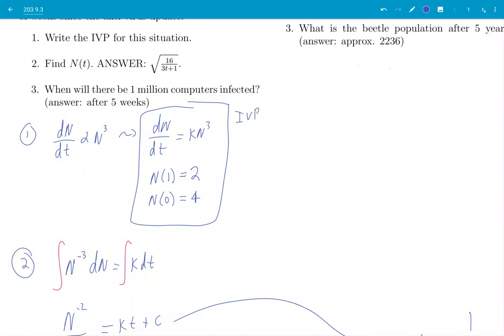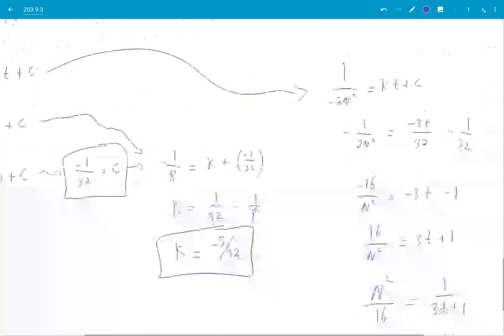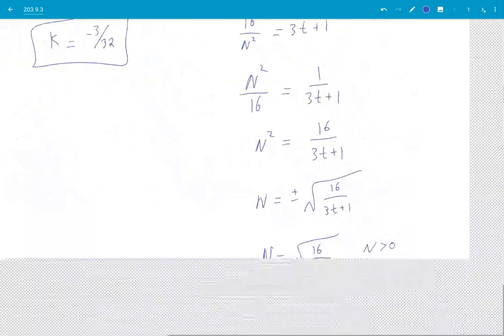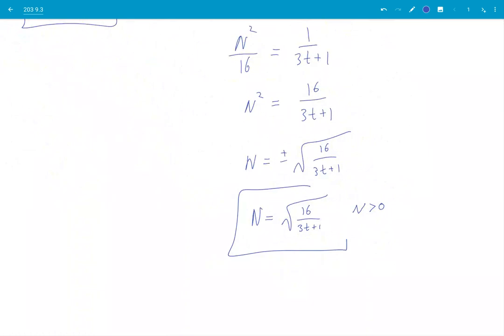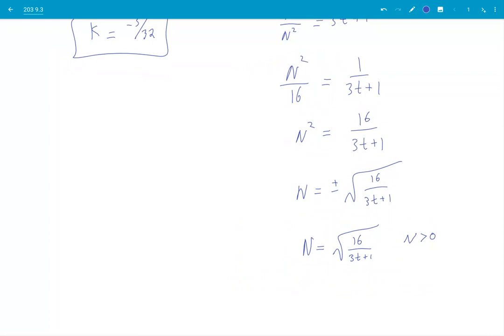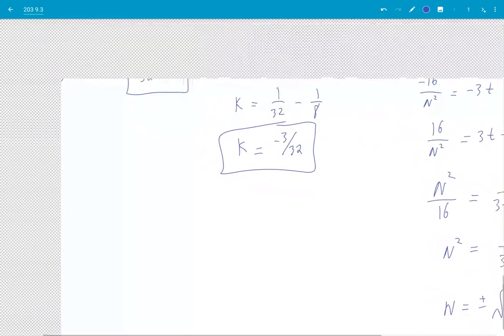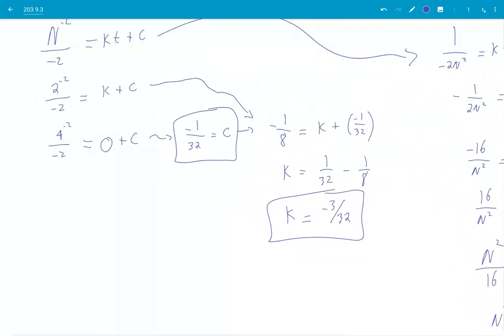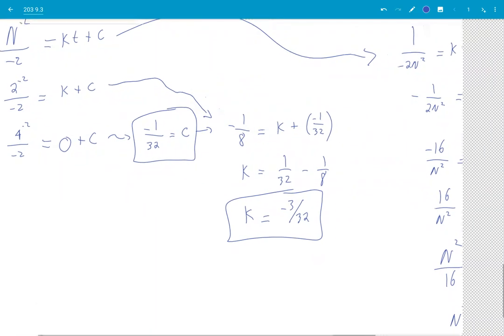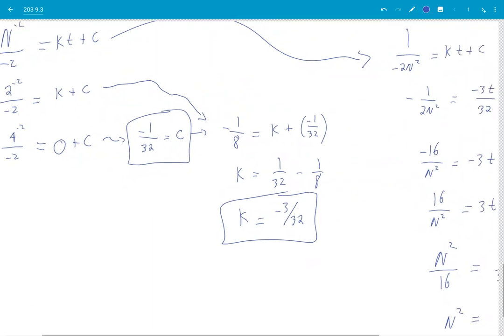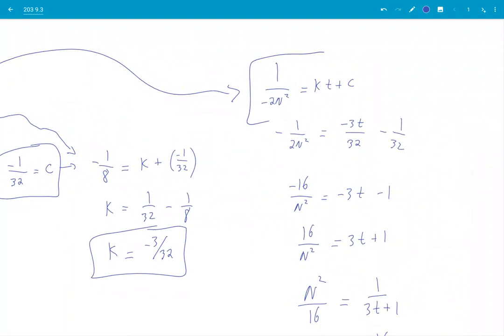Okay, part 3. When will there be 1 million? So 1 million, that's an n. So I'm going to plug in n equals 1 and solve for t. Where should I do that? Should I do that here? No, that would be a big expensive time. I'm going to go back instead to, actually from here is not bad.